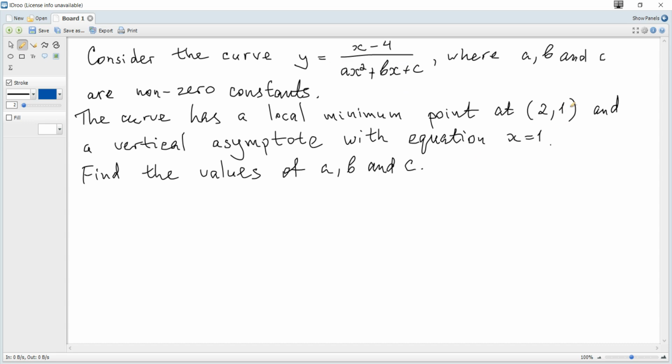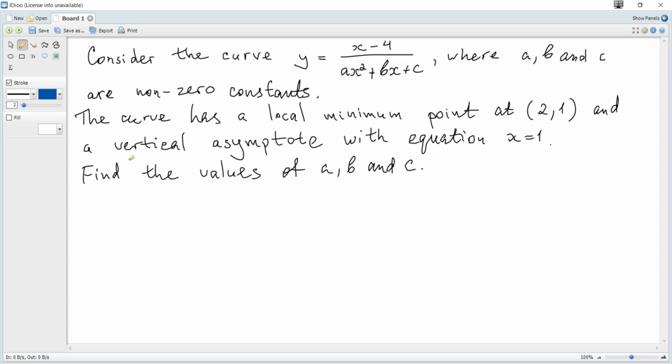The second, we know a point which belongs to this function, so just substituting 2 for x and 1 for y, we can get the second equation. And the third can be obtained from what? There is a local minimum, and we know that for a local minimum or maximum, what is the necessary condition? The derivative at the point must be 0. It will be the third equation.